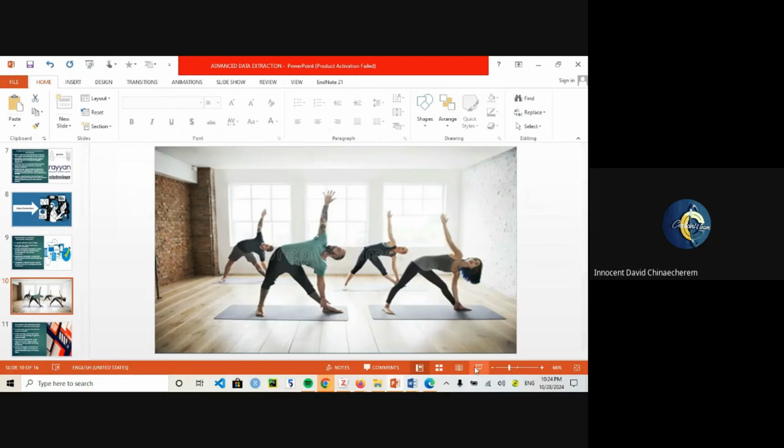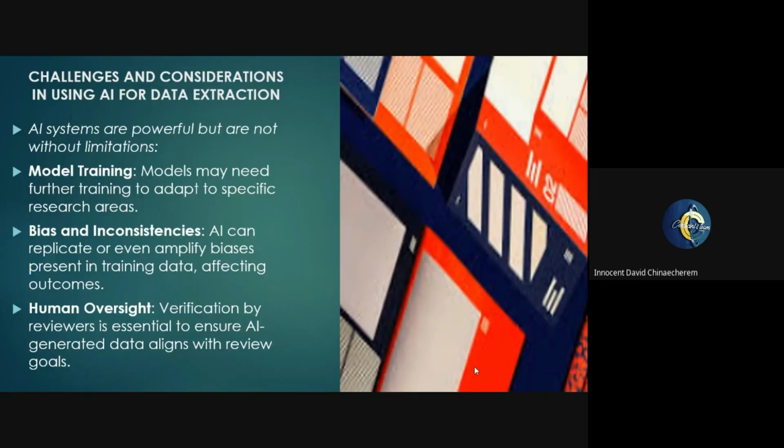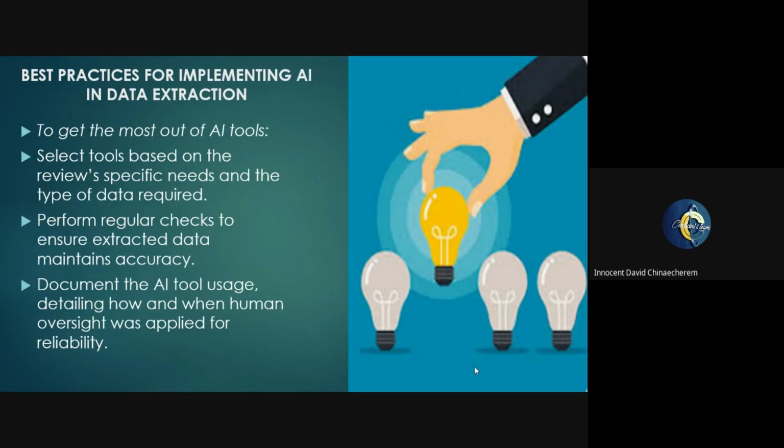Then we went ahead to talk about some of the challenges, which is the model. Sometimes GPT-4o or 4o mini might not really be effective, depending on where you are, and so it means that the model needs training. Again, there are inconsistencies, and human oversight is also very paramount. And in terms of best practices, it's to counter the negatives by selecting tools that are based on systematic reviews.